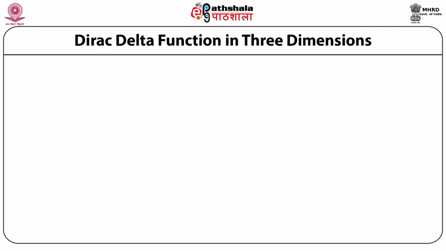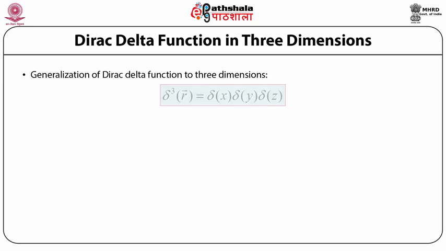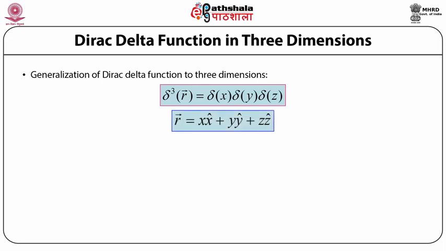Dirac-delta function in 3 dimensions. Now let us do the generalization of the Dirac-delta function to 3 dimensions. So delta cube(r) is equal to delta(x) times delta(y) times delta(z), where the vector r is given as x times unit vector x plus y times unit vector y plus z times unit vector z, and this vector r is the position vector of a point.